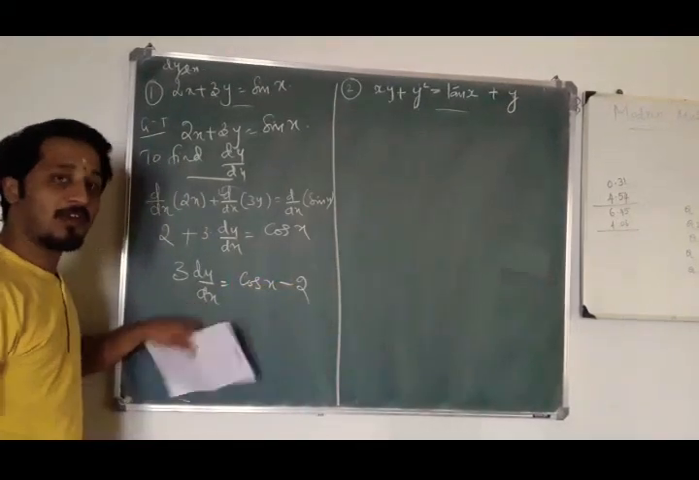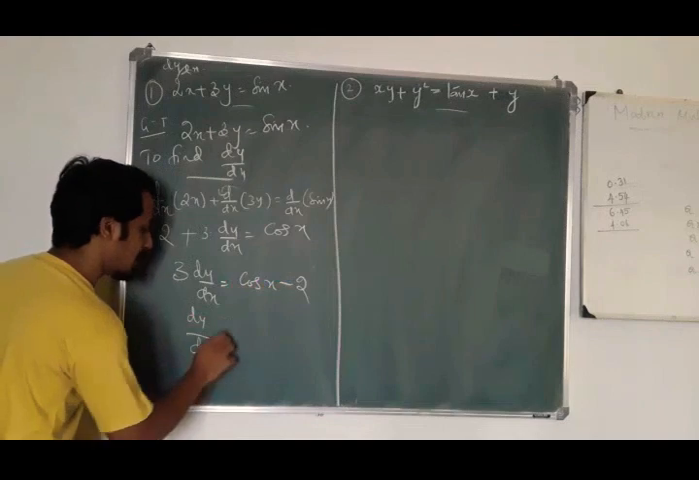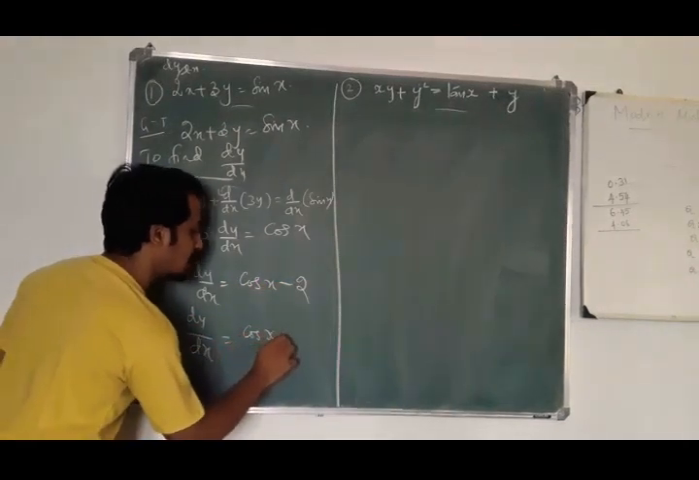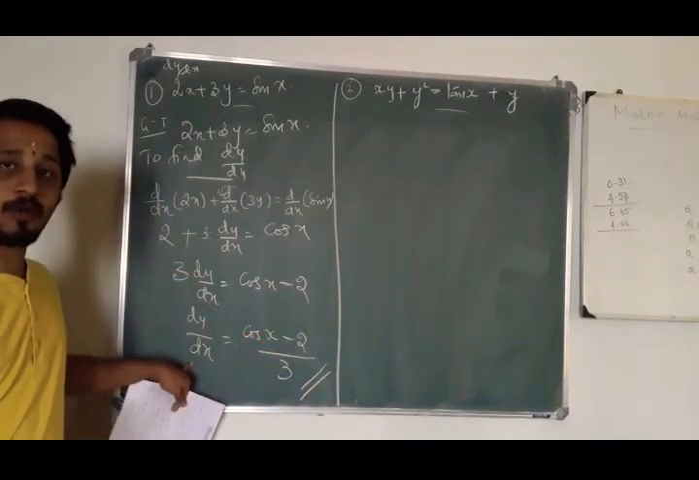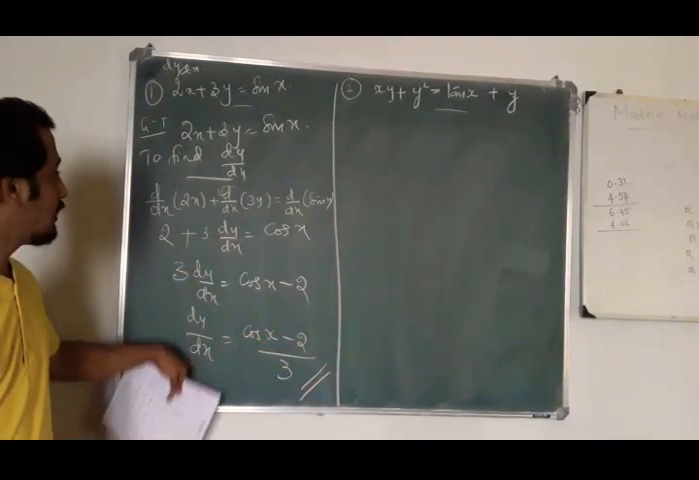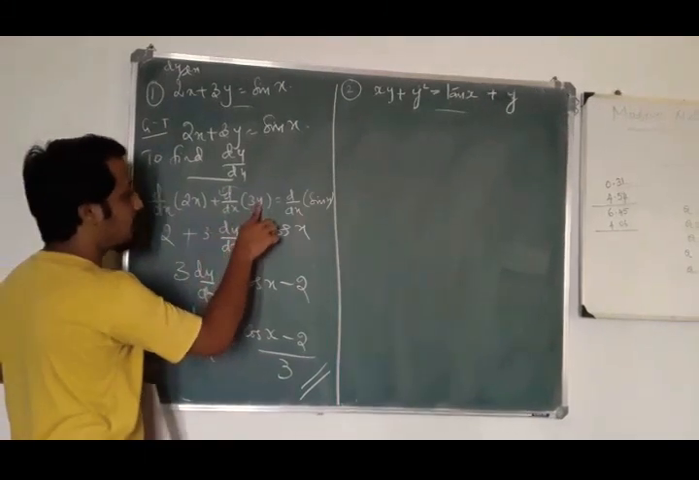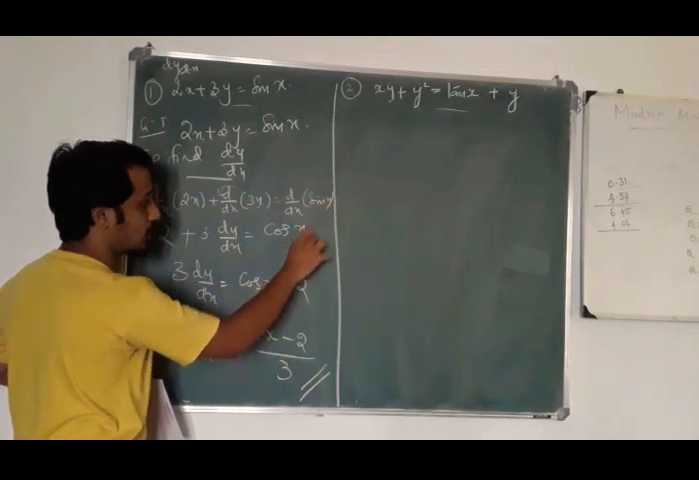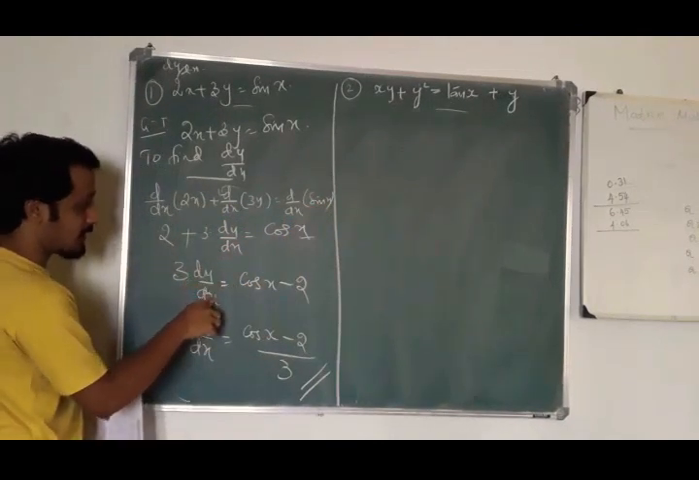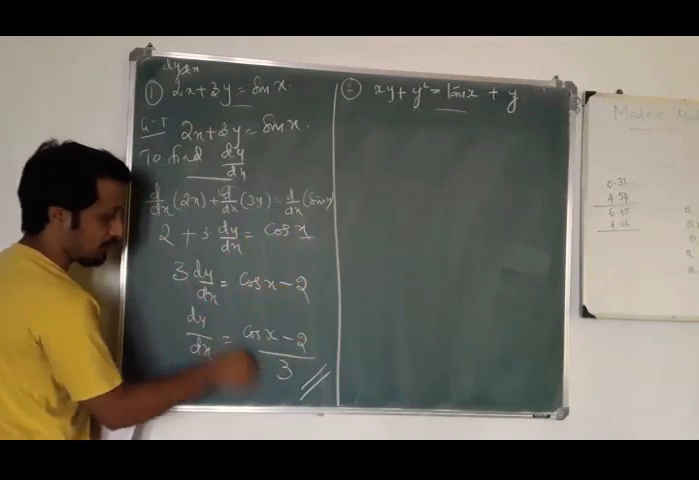Because I want to find dy by dx, therefore dy by dx is equal to cos x minus 2 divided by 3. This is the required answer for dy by dx. Is it clear? Let's go through this. D by dx of 3y is nothing but 3 outside, dy by dx, is equal to derivative of sin x, which is cos x. So 3 dy by dx is equal to cos x minus 2. Therefore, dy by dx is equal to cos x minus 2 divided by 3.